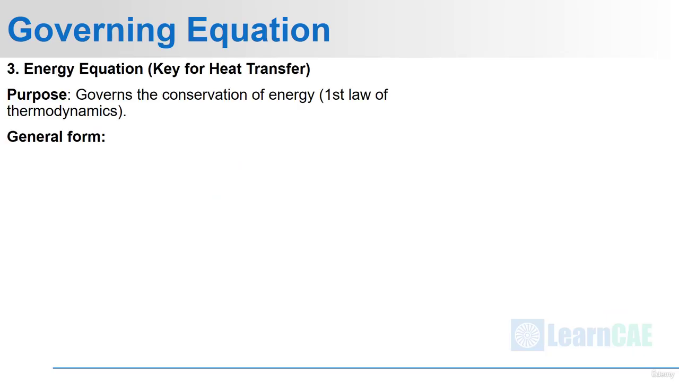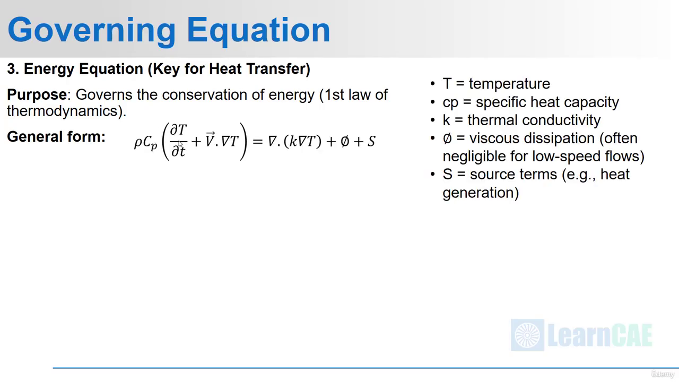Okay, finally we can see the energy equation. This is the key equation for heat transfer analysis. It includes the temperature term. The main purpose is to govern the conservation of energy, that is first law of thermodynamics. The general form of energy equation is given here. The term T represents temperature, Cp is specific heat capacity, k is the thermal conductivity and phi is the viscous dissipation and S is the source term, that is heat generation. Okay.